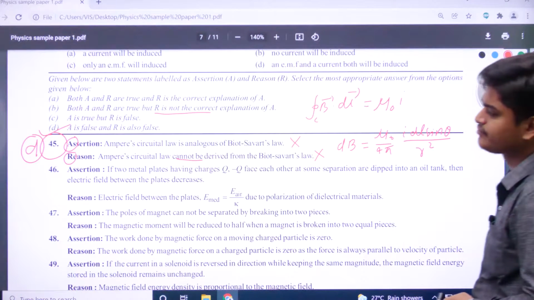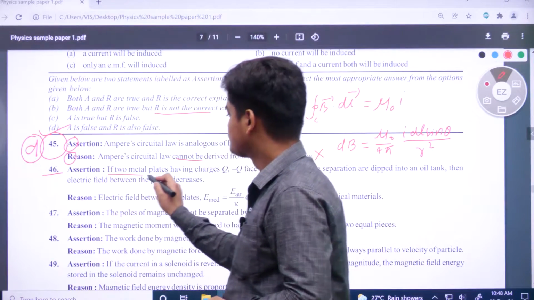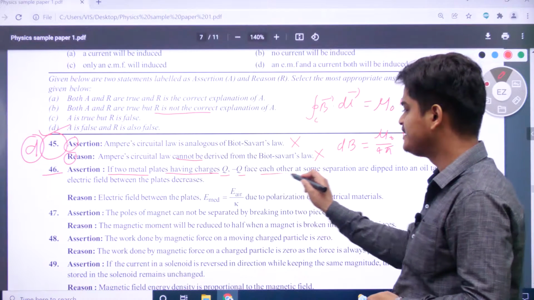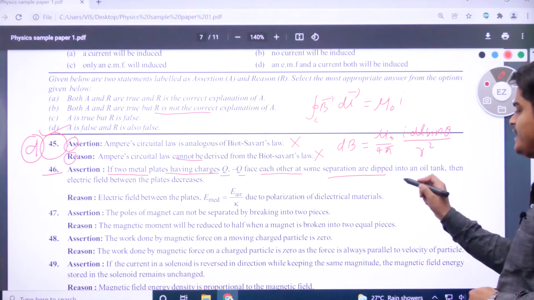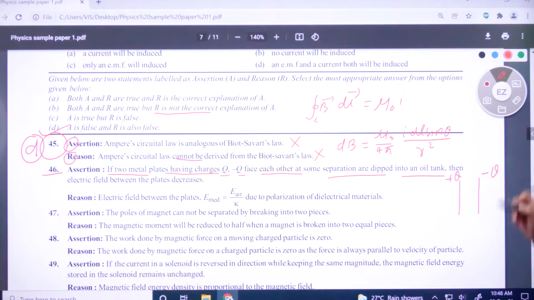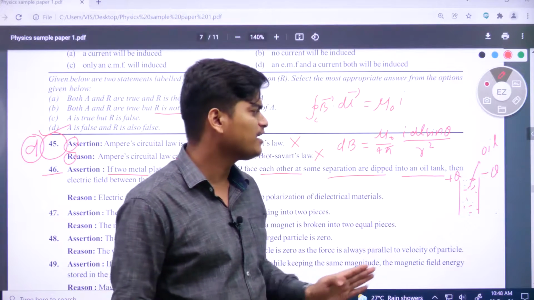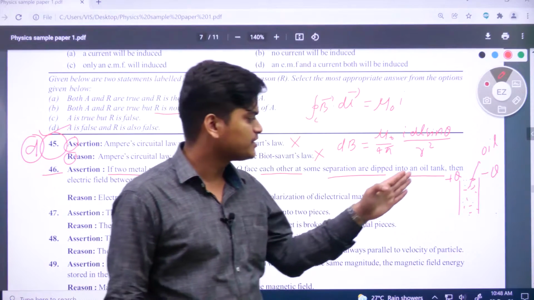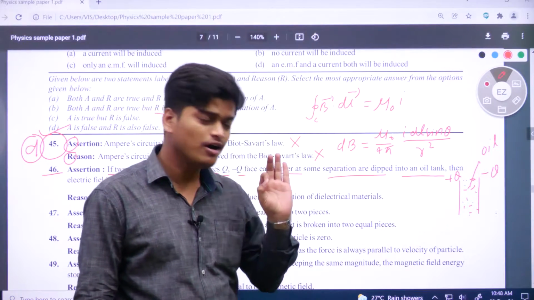Here it is given, if 2 metal plates having charges Q and minus Q face each other at some separation are dipped into an oil tank. That means you have 2 plates, one is plus Q, another is minus Q. They are dipped in oil. That means inside this you have some material, called oil. That is some medium, some dielectric constant will be there, and if it is inserted inside, that means some medium is inside the capacitor.